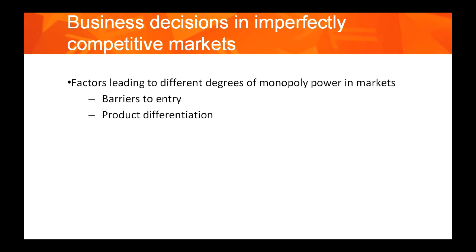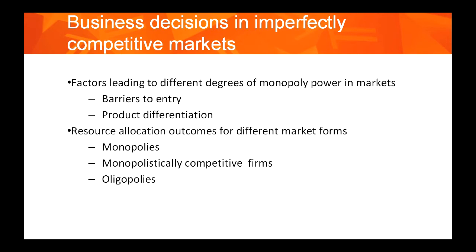In Module 5, we look at imperfectly competitive markets. These are markets where businesses hold differing degrees of monopoly power. And we analyze the factors that underlie that monopoly power, such as barriers to entry and product differentiation. We then go on to look at some models of businesses in different forms of imperfectly competitive market.